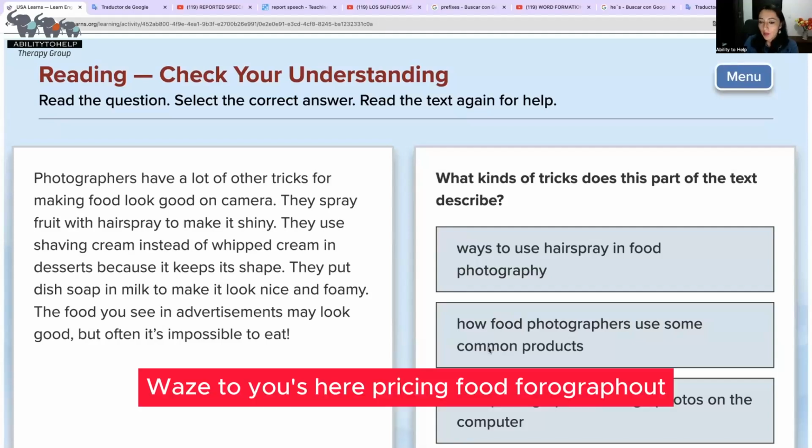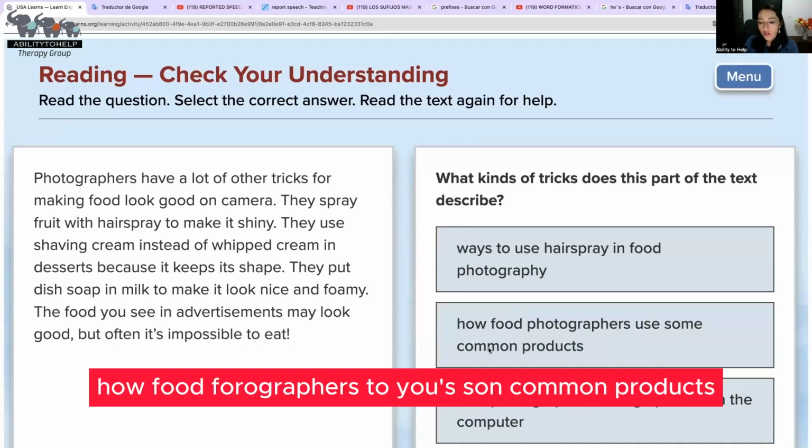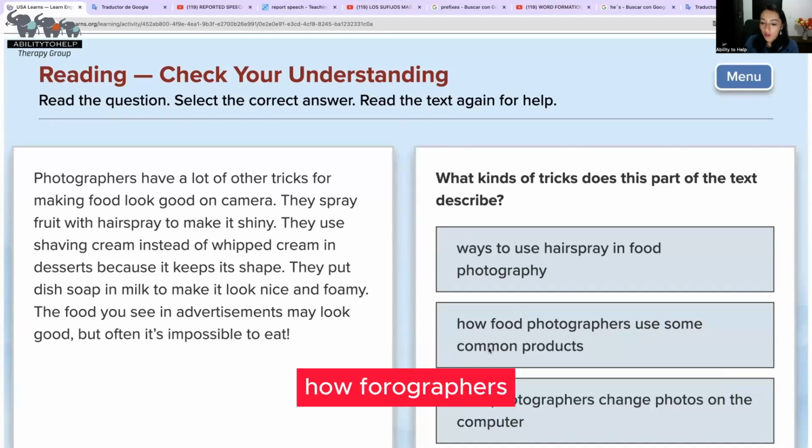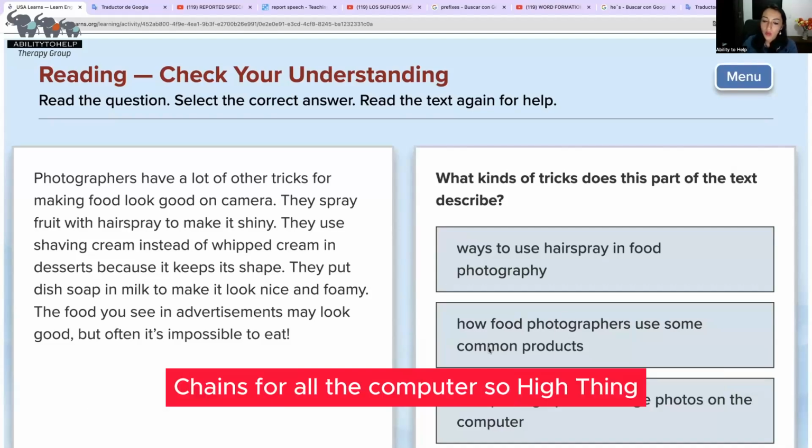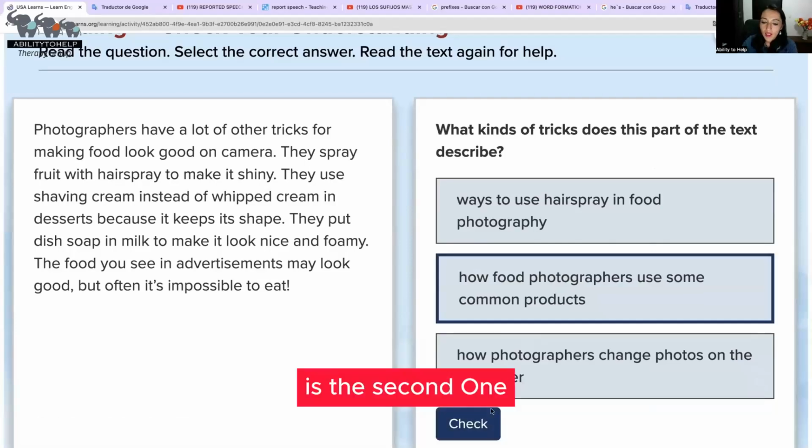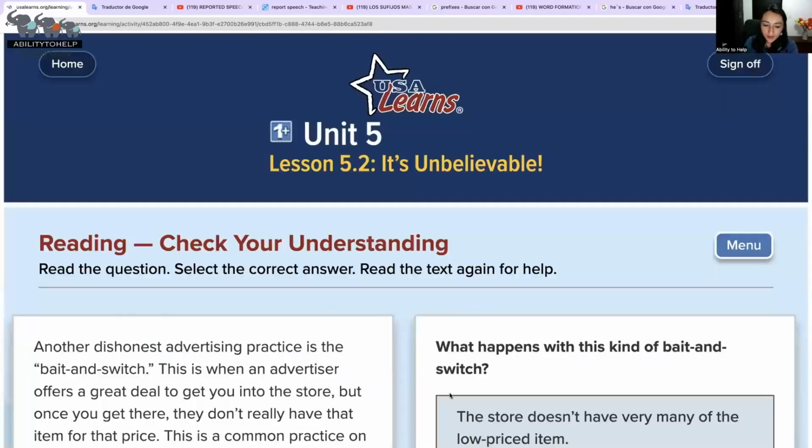Ways to use hairspray in food photography. How food photographers use some common products. How photographers change photos on the computer. So I think it's the second one.